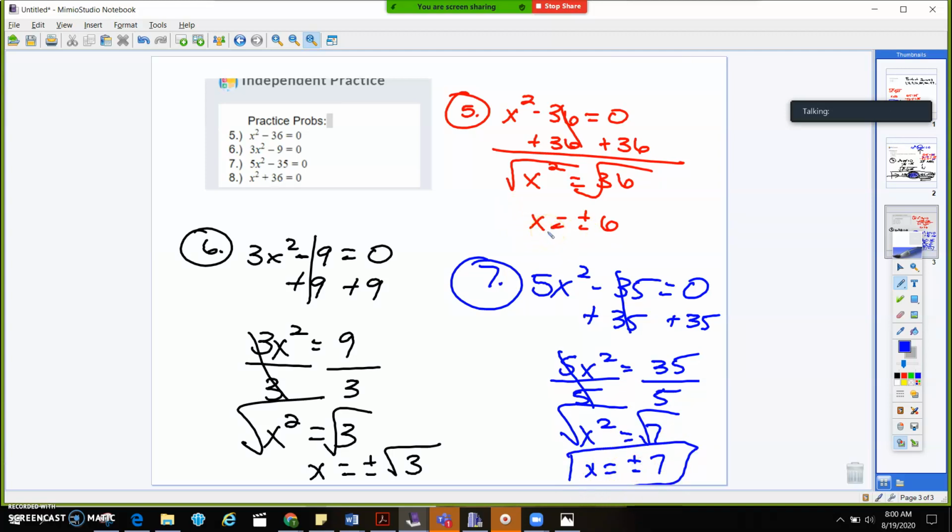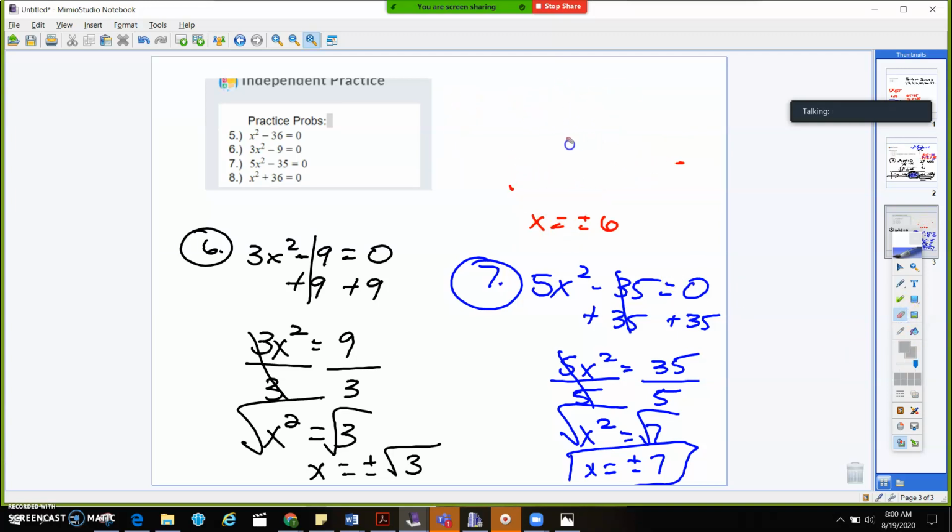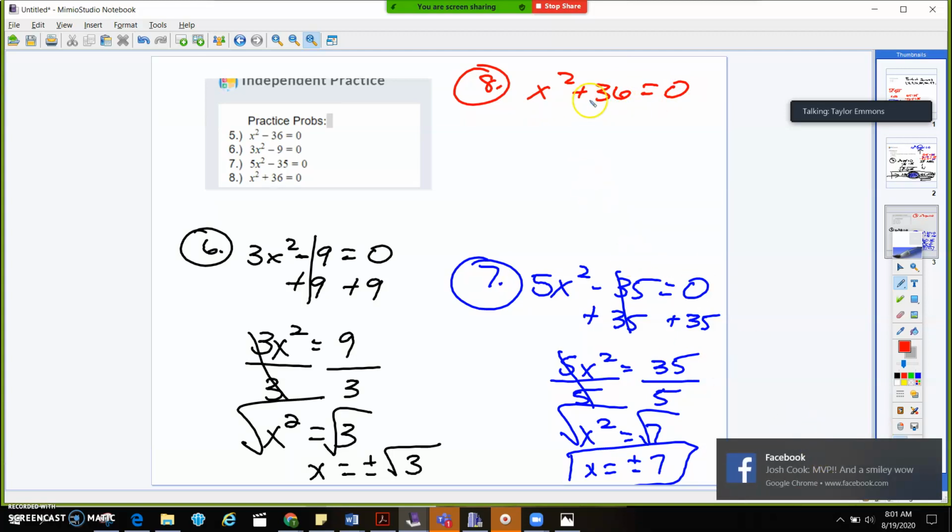Okay. I'm going to go back and erase number 5 really quick. And last one, because we're awesome and fantastic and we know math. Number 8, we've got x squared plus 36 equals 0. So we want to move that 36 to the other side. So we're going to subtract 36 from both sides. And that's going to give me x squared equals negative 36.